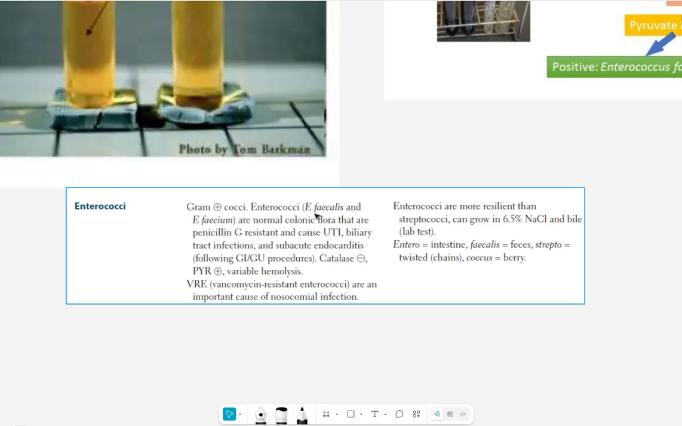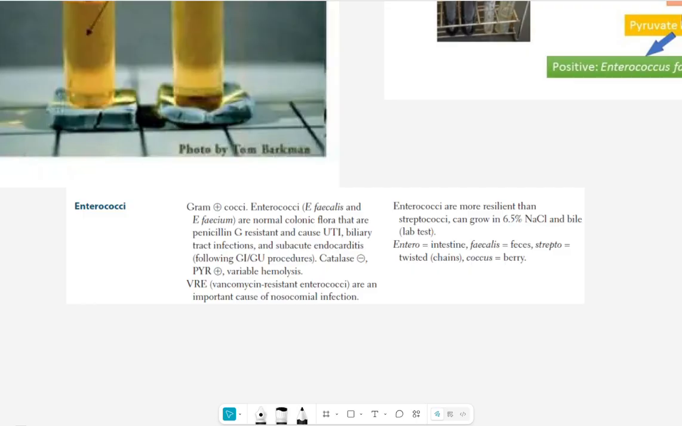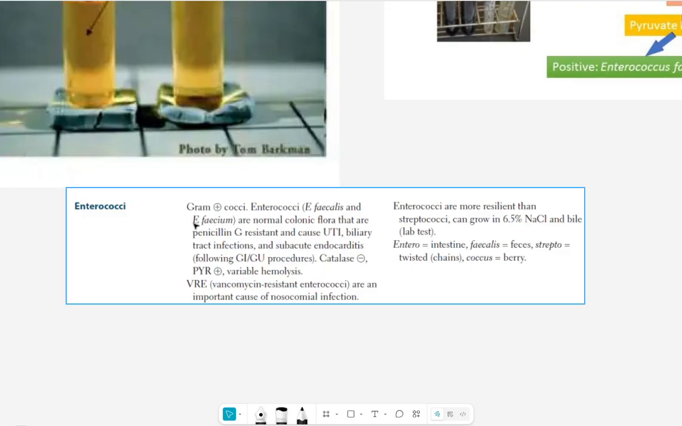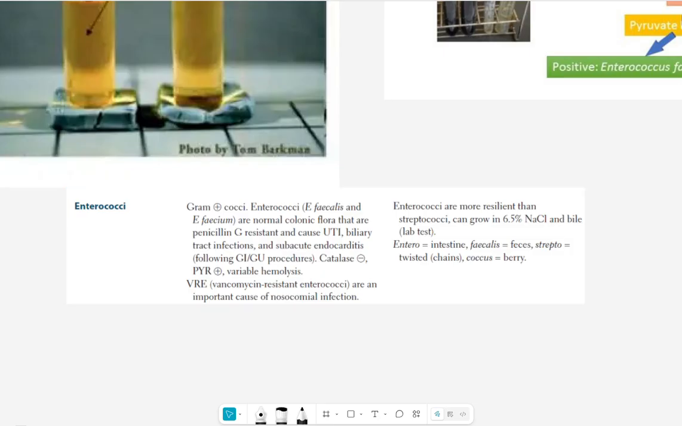The Enterococcus faecalis basically is very common. It causes UTI, it causes endocarditis, biliary tract infections, and subacute endocarditis. I've already mentioned subacute endocarditis. It also causes some intra-abdominal infections, right? And the Enterococcus faecium, this is very drug resistant. It's associated with hospital-acquired infections and vancomycin-resistant enterococci. So it's very dangerous and it's a very resistant infection. It's very difficult to get rid of it.